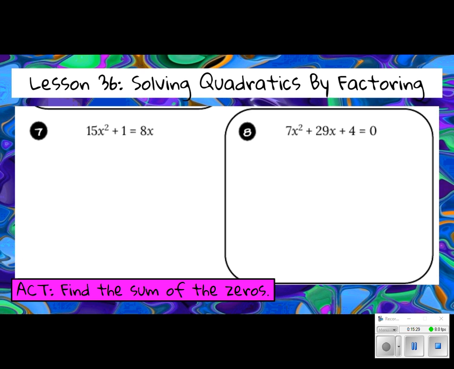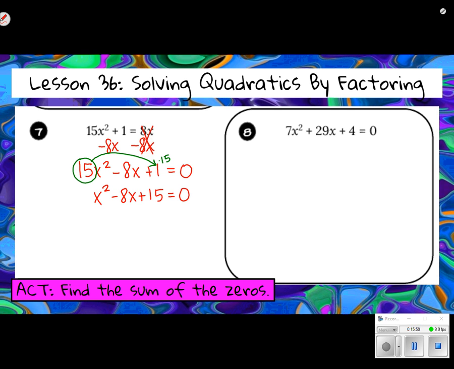All right, number 7. I'm going to subtract 8x. I want this to equal 0. So I have to move the 8x over. So 15x squared minus 8x plus 1 equals 0. Is there a greatest common factor? No. So this is a slide and divide problem. So let's slide the 15 to the end, multiply it times 1. So we've got x squared minus 8x plus 15 equals 0. So two numbers that multiply to give 15, add to give us negative 8. They are x minus 3 and x minus 5.